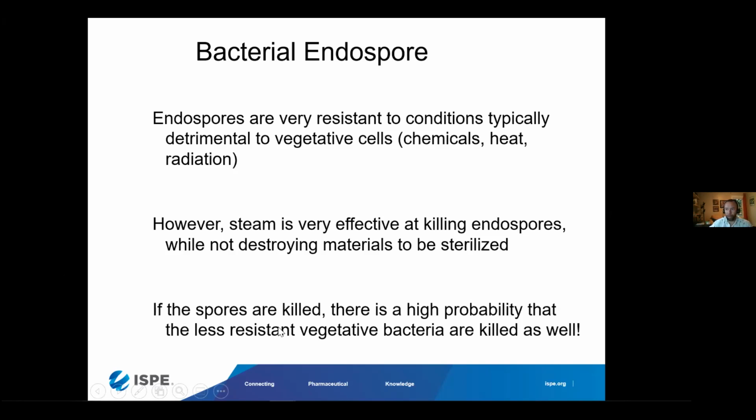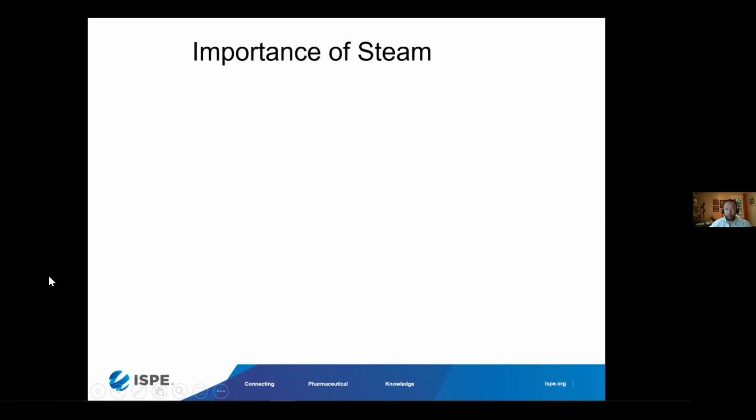If the spores are killed, if the biological indicator specifically is killed, there's a high probability that the less resistant vegetative bacteria are killed as well. That's really the most important point with biological indicators. However, we do have an autoclave, which is a great invention, and steam sterilization is very effective and efficient.